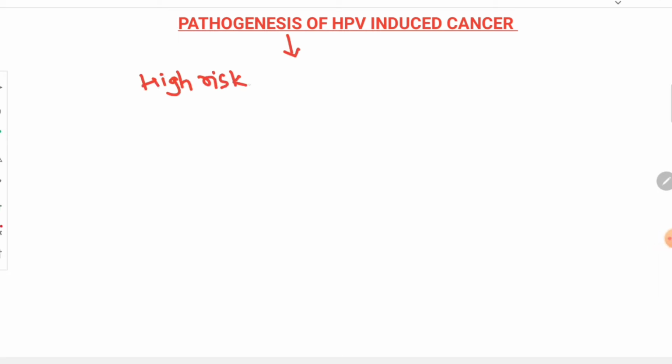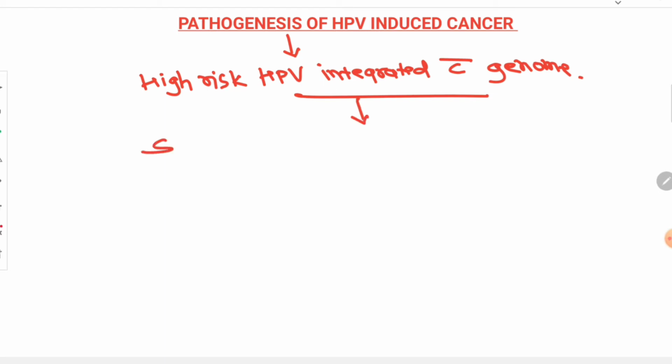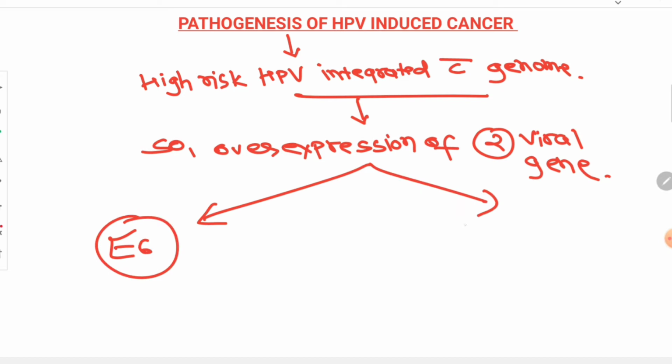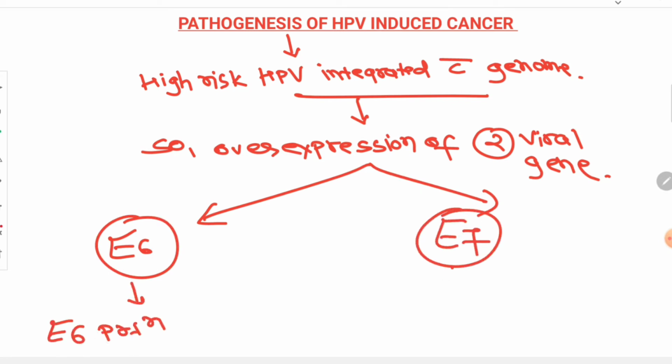Now let's understand the pathogenesis of HPV-induced cancer caused by integration with our genome. High risk HPV integrated with our genome overexpresses two viral genes responsible for cancer development: E6 and E7. Both lead to production of E6 and E7 proteins.